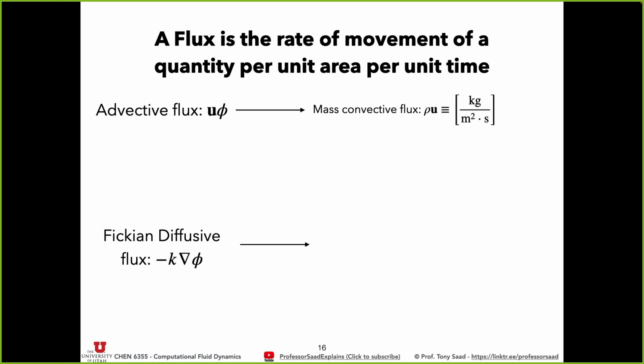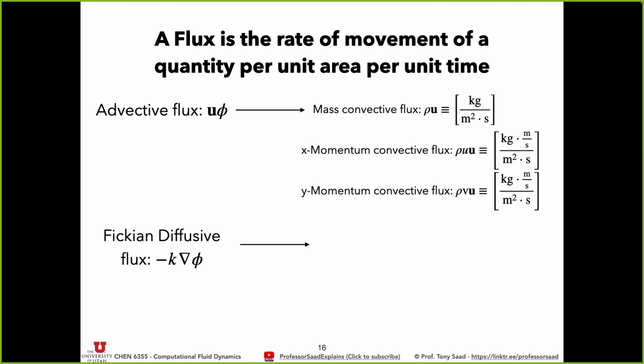The x momentum convective flux, what is x momentum? It's rho times the axial velocity u. But then you multiply that by the vector u, okay? You do all the math, you get momentum, which is mass times velocity. This is dimensions of momentum, right? Kilogram meter per second. So mass times velocity per meter squared per second. Okay? See how consistent this is? It's beautiful.